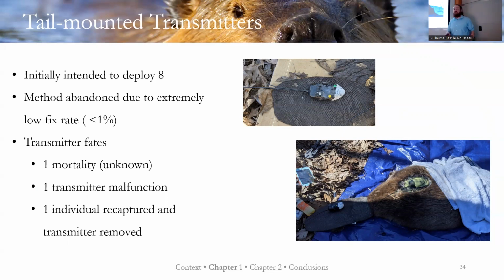Of the 3 transmitters I did deploy on the tail, we had 1 unknown mortality. 1 transmitter malfunctioned, and I was unable to recover it. And then we had 1 individual we were able to recapture and remove the transmitter.